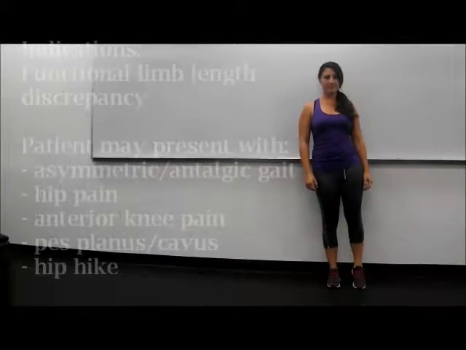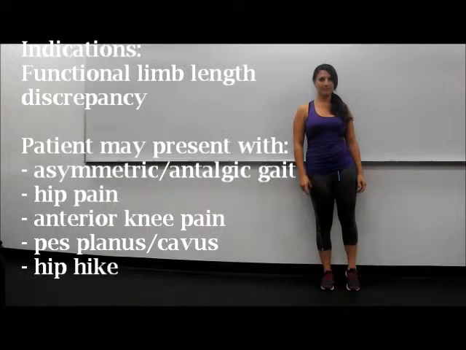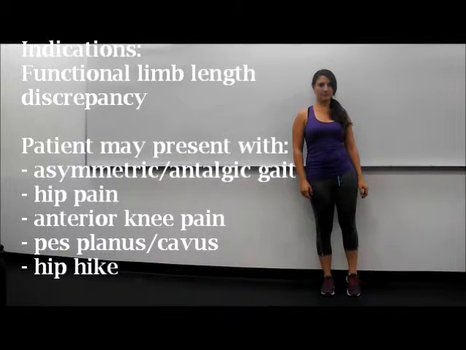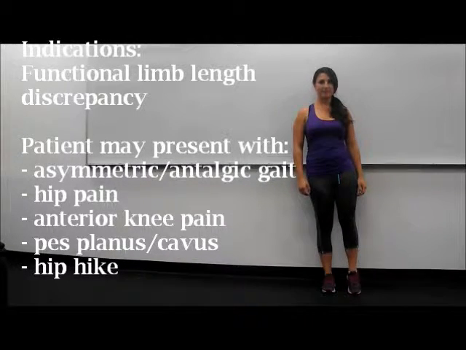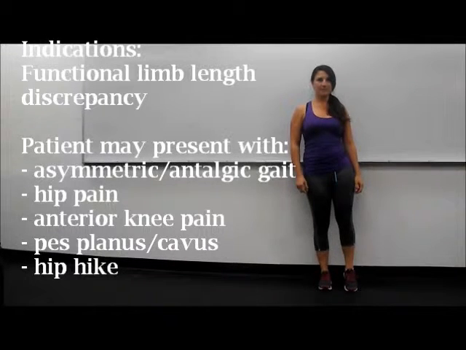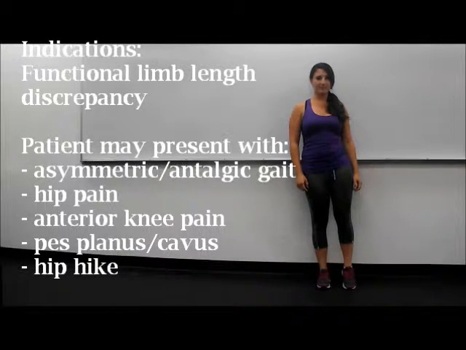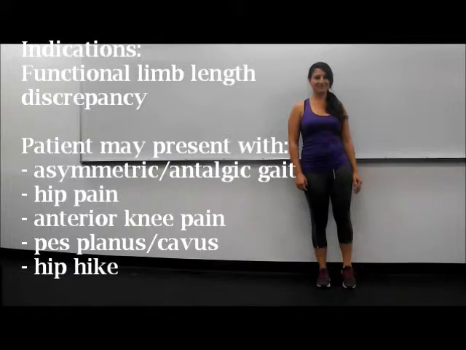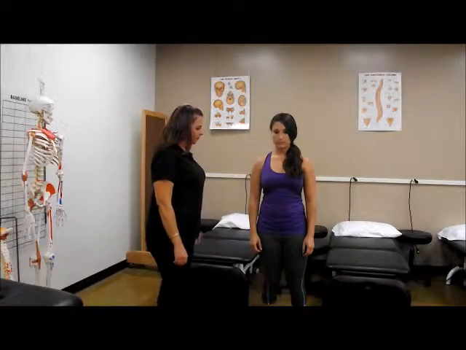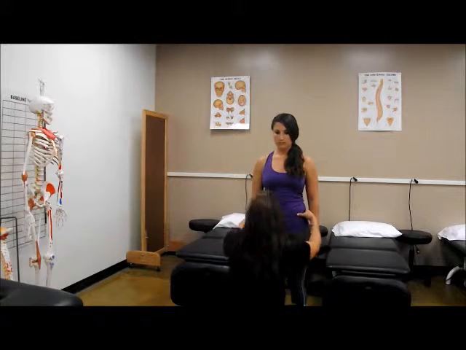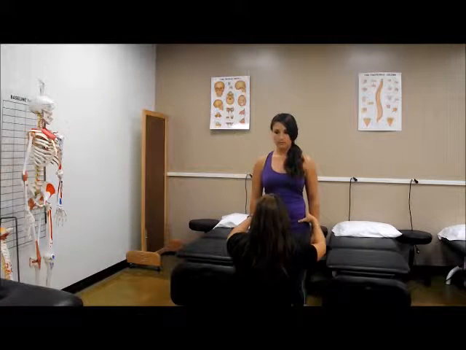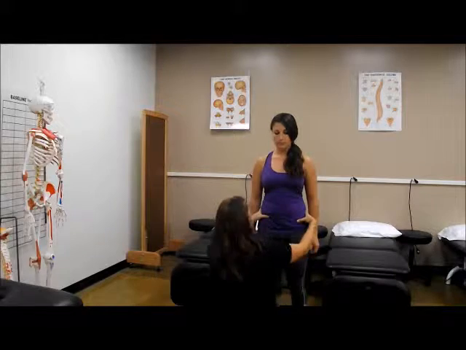Indications for a functional leg length test are functional limb length discrepancy. Patient may present with asymmetric antalgic gait, hip pain, anterior knee pain, pes planus, or a hip hike. Patient standing, examiner palpates the ASIS and PSIS, noting any asymmetries.